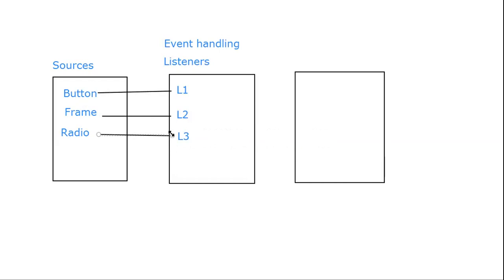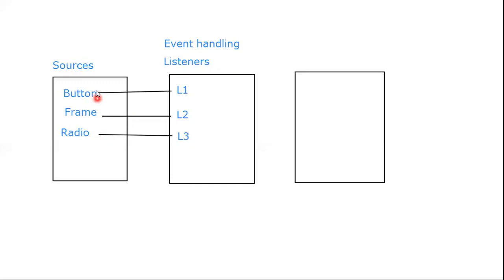So what happens here? When the button generates any event, that event is transferred only to L1. That event is not transferred to any other listener. So a listener is actually code, or you can say a class. That listener continuously waits for the appropriate source. For example, if an event is generated by the radio button, it is not accepted by L1, it is accepted by L3 only, because the radio button is registered with L3.